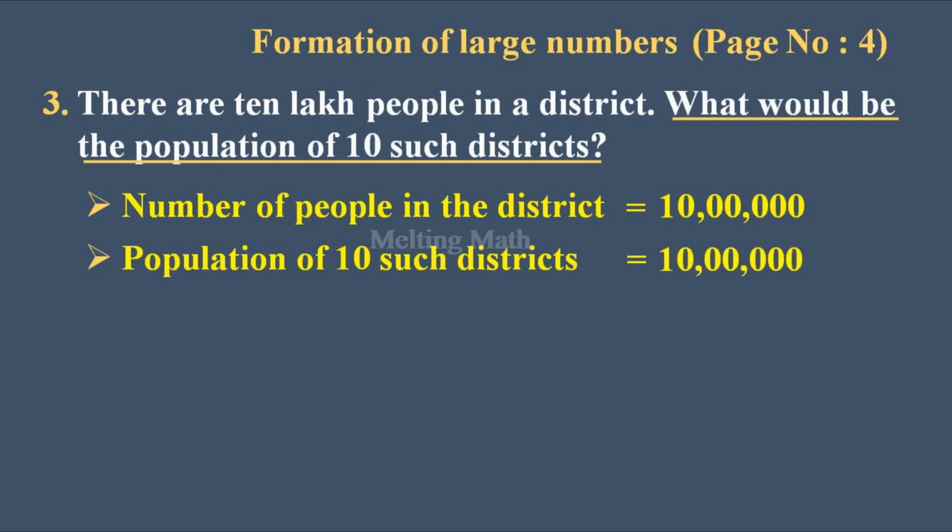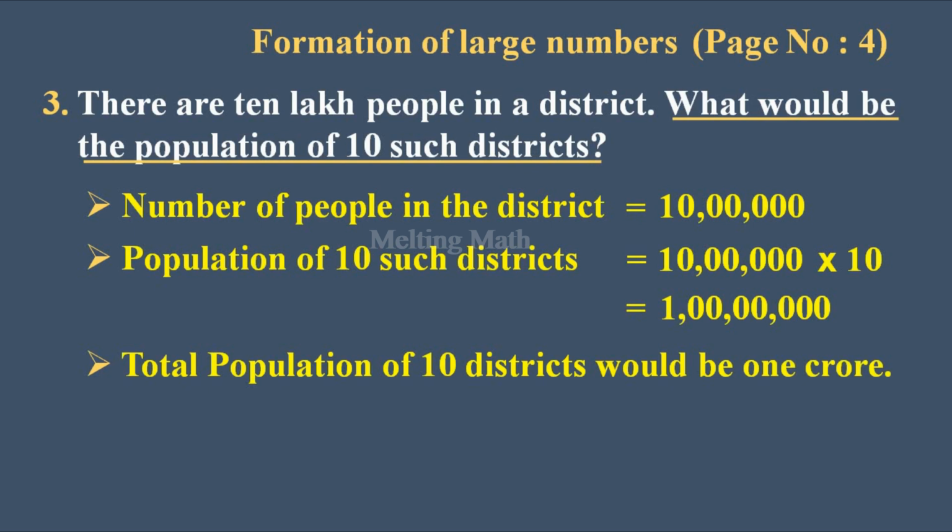Then here they asked 10 such districts. 10 such districts means 10 similar districts. So just multiply with 10. If you are multiplying, here we have 6 digits of 0 and there we have 1 digit of 0, totally 7 digits of 0. So just put 1, then put 7 digits of 0 with it. If a number has 7 digits of 0, we already discussed that it comes under crore, so it is 1 crore. Okay, so the total population of 10 districts would be 1 crore.